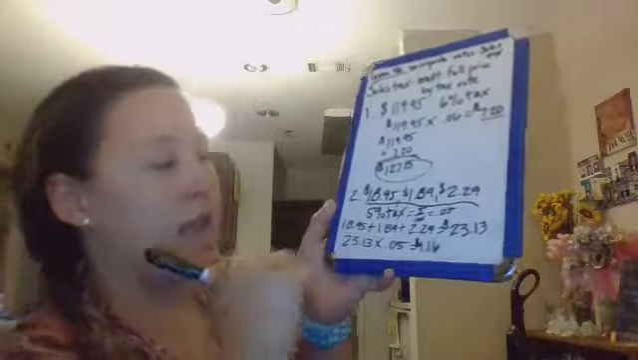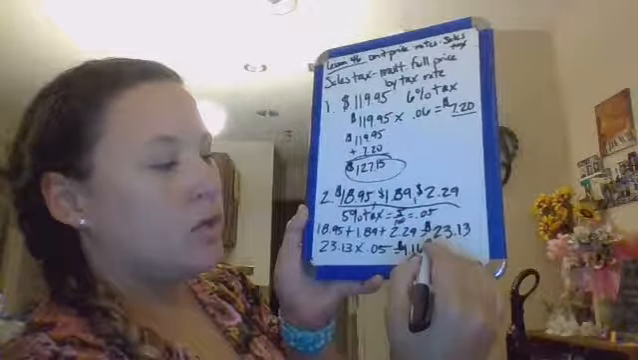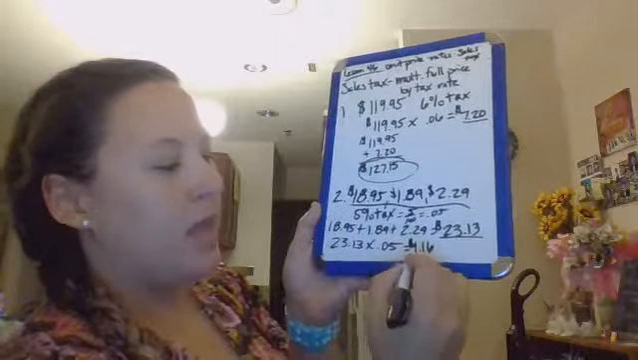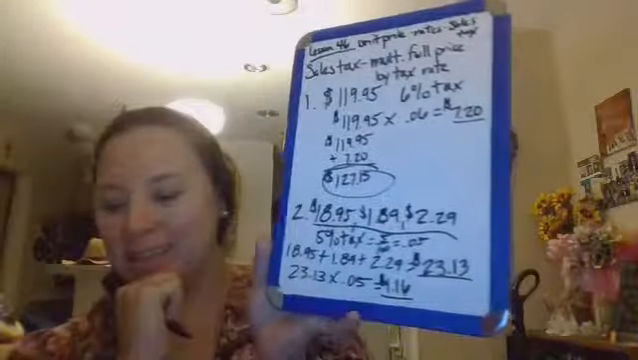So then if we add 23.13 and $1.16, we get a total of $24.29.